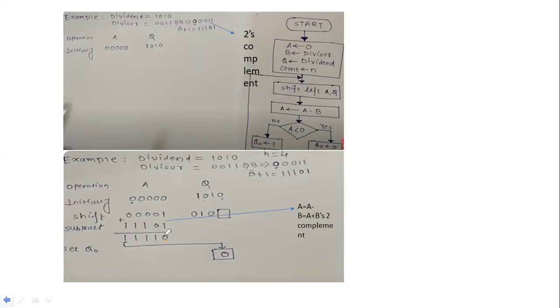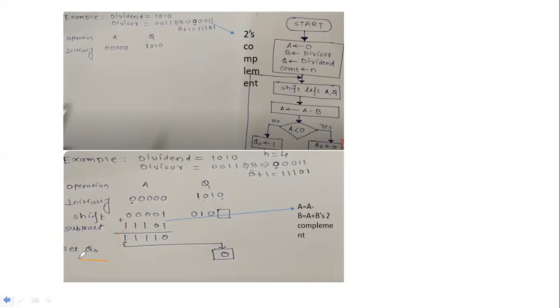If you add, what will happen? 1 plus 1 is 0 with carry 1, then 0 plus 1 plus the carry is 0 with carry 1, again 1 plus 1 is 0, then 1 plus 0 is 1, and the remaining 0 plus 1 gives 1 each. So the answer we initially get is 111111. Now the rule says this is a negative value. The A value is negative, so we set the Q0 value.